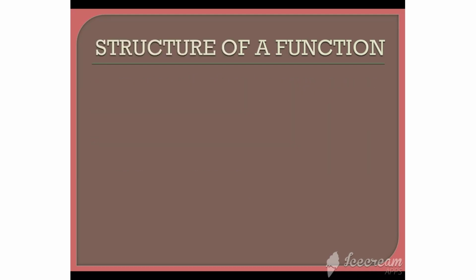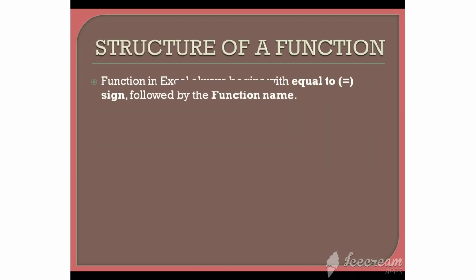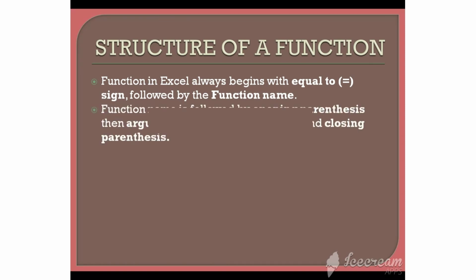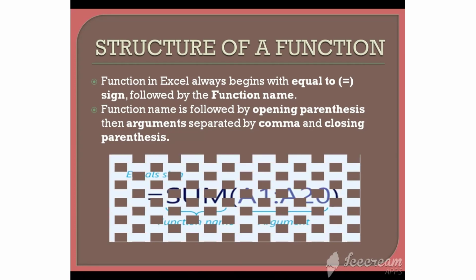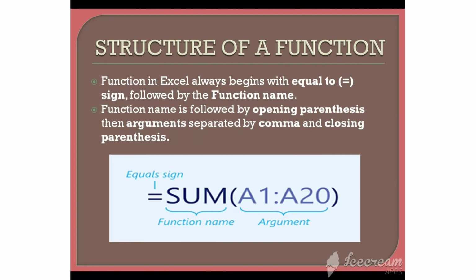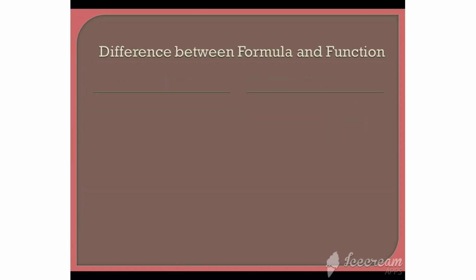Now let's discuss the structure of a function. A function in Excel always begins with an equal to sign followed by the function name. The function name is followed by an opening parenthesis, then arguments separated by commas, and a closing parenthesis. In the given picture, SUM is your function name and A1 to A20 are your arguments.